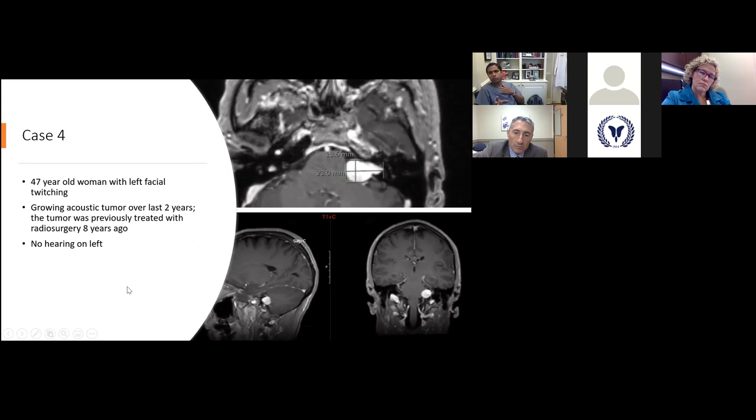So retrosig versus translab, once you've decided surgery is the right thing to do, if you want to really try to identify the facial nerve as early as possible, you can consider translab in this patient who's had hearing loss already. So I think that's very reasonable. There's not a big, large posterior fossa component, so I think translab or retrosig is perfectly okay.